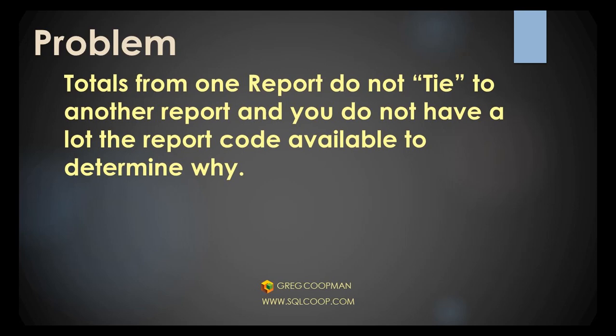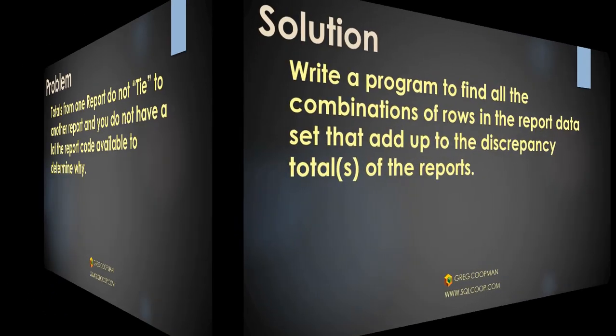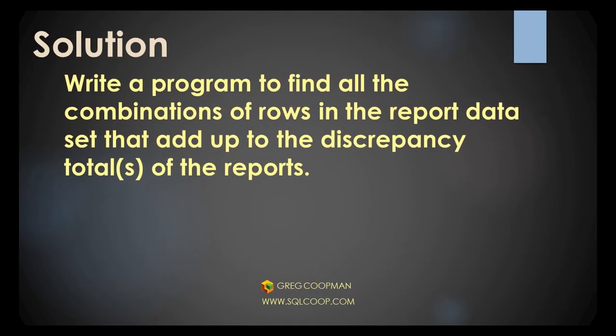But you need some mechanism to go through it, and the number of permutations you'd have to go through manually could be in the trillions. So that's kind of an impossibility. And this is where we come down to the solution. Write a program to find all the combinations of rows in the report data set that add up to the discrepancy total or totals of the reports. So what you need your computer for is to crunch those numbers by brute force, and that's what I'm going to show you, how to do that in the code.